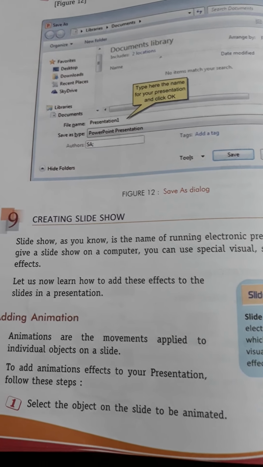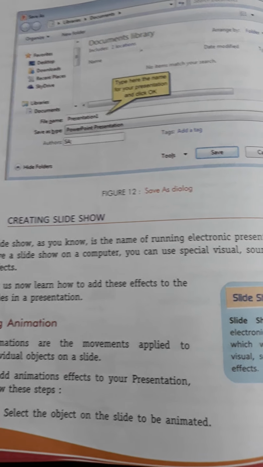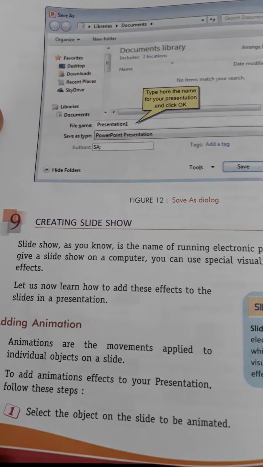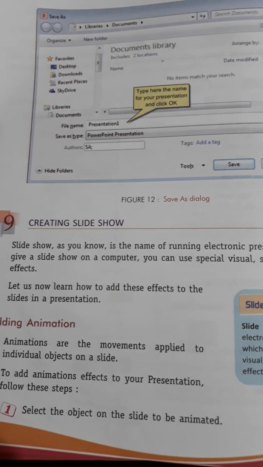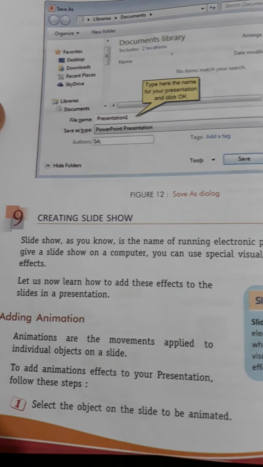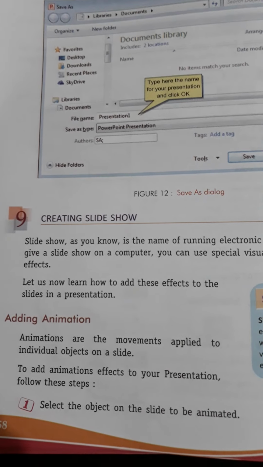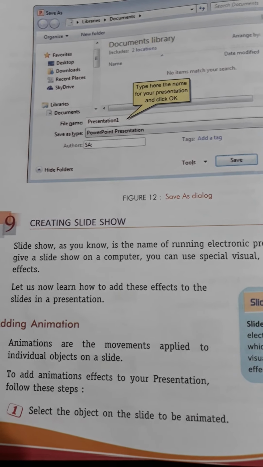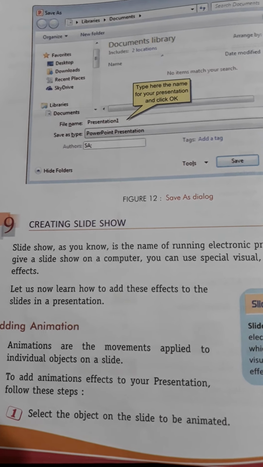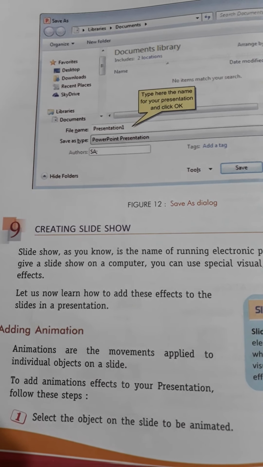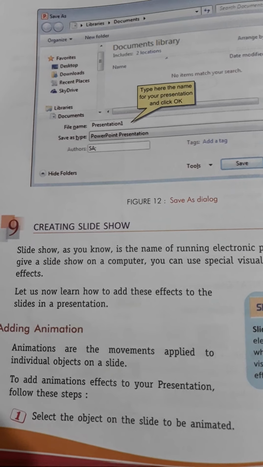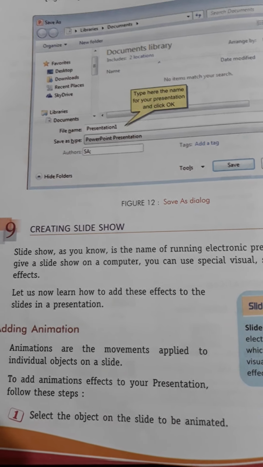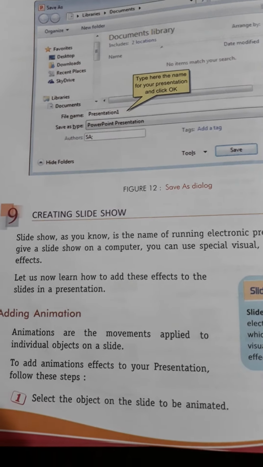When you give a slideshow on a computer, you can use special visual sounds and animation effects. Let's now learn how to add these effects to the slides in a presentation. Adding animation. Animations are the effects and the movements applied to individual objects on a slide that make our presentation more effective and beautiful. To add animation effects to your presentation, follow these steps.